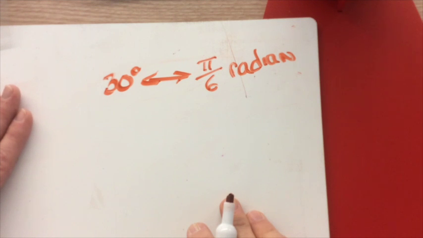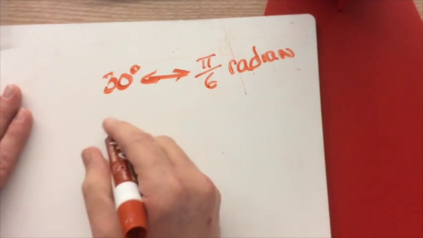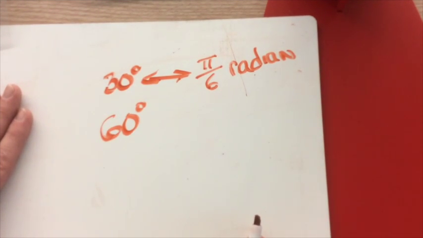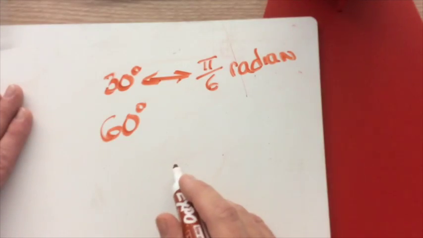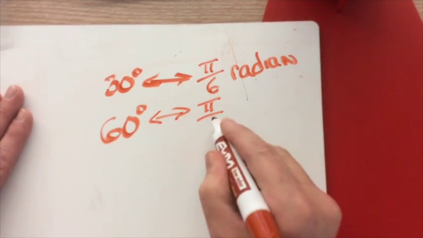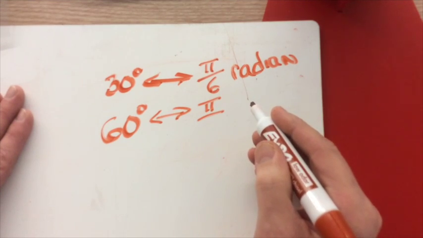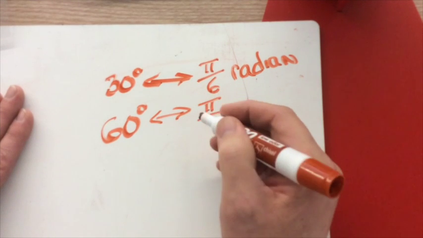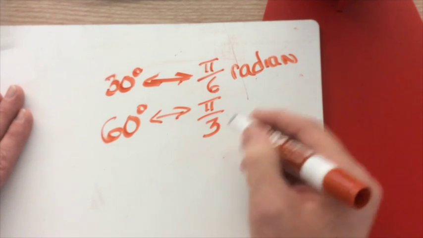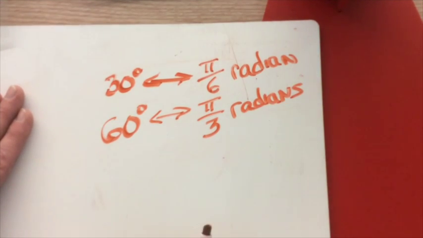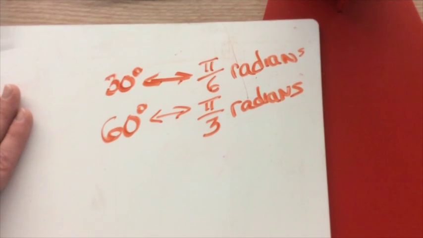Okay, here, let's do this. 60 degrees. How many radians do you think that is? 1 over 6 times 2 is 1/3. So that means 60 degrees. If I take any circle and I take the arc length that's created by a 60-degree angle and divide it by the radius, I'm going to get pi over 3 radians.